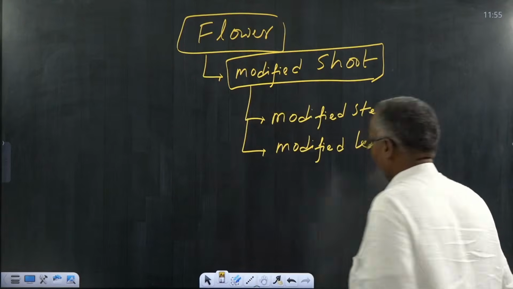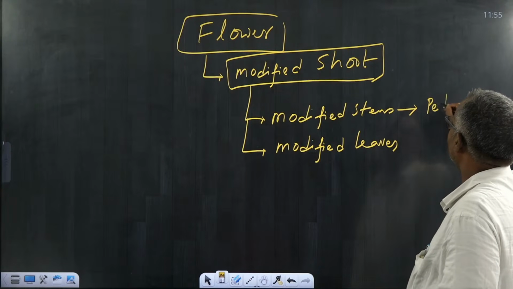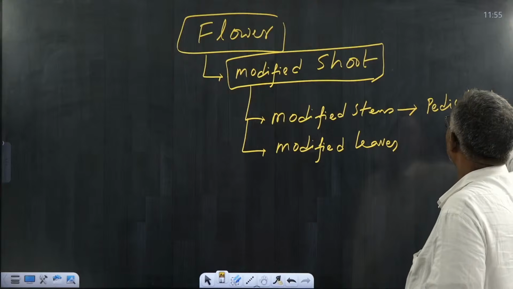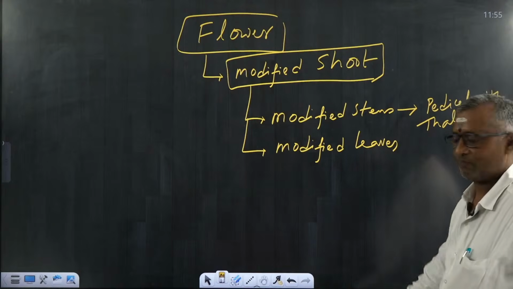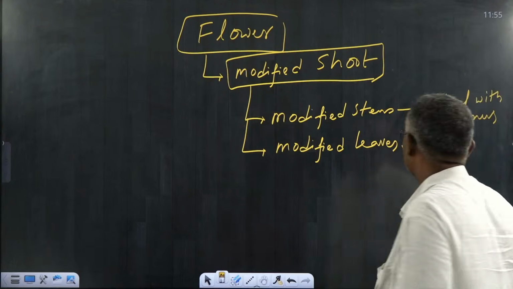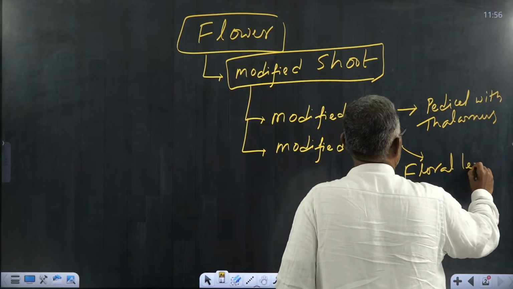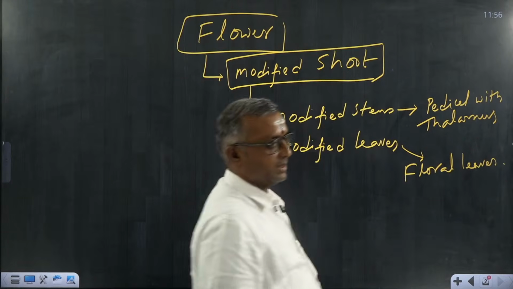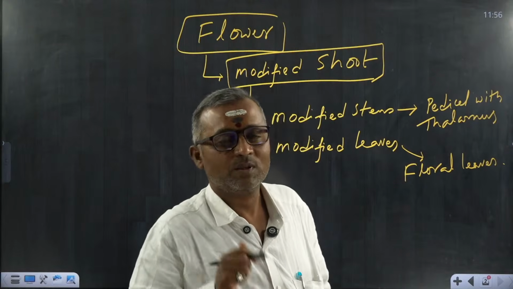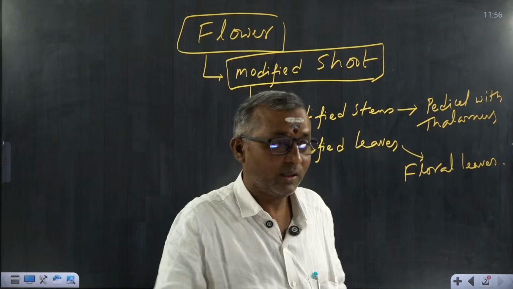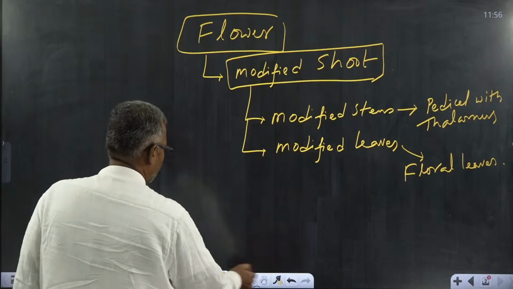What is that modified stem? The modified stem is nothing but the pedicel with thalamus. Then what are these modified leaves? These are nothing but floral leaves or floral appendages. Let me explain first what is pedicel, what is thalamus, what are floral leaves, all those details first. Okay. Now listen to me carefully here.